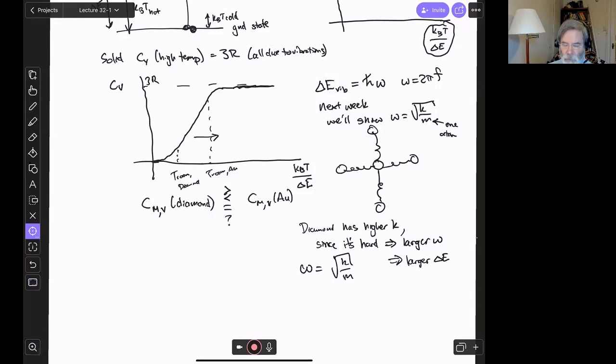Let's see, Matt, you were all by yourself, but maybe you still could take a stab at it. Which one has the higher M, diamond or gold? I'm not sure. Okay, that's fine. Somebody else, which one has the higher mass if we're thinking about one atom of diamond or one atom of gold?